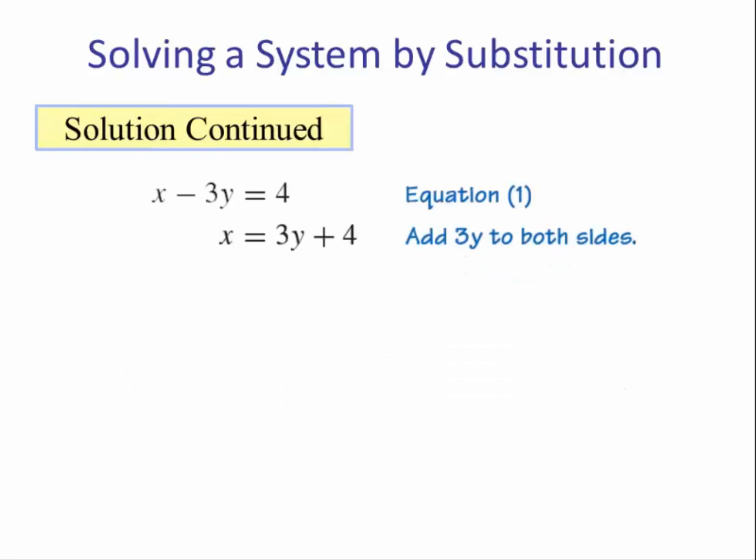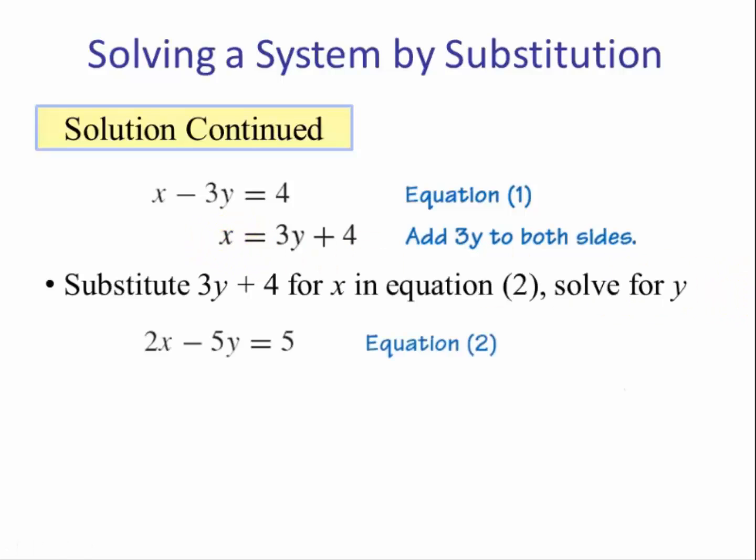Our first step is to add 3y to both sides. So we're left with x equals 3y plus 4. We take this expression, 3y plus 4, and substitute it into the other equation everywhere we see an x. Equation 2 is 2x minus 5y equals 5. Substituting for x, we have 2 times 3y plus 4 minus 5y equals 5. So we have one equation that has only one variable, y.